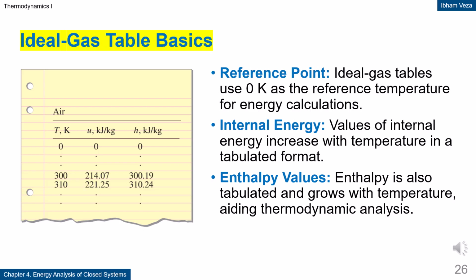Ideal gas table basics. Ideal gas tables use 0 K as the reference point for energy. The values of internal energy and enthalpy are then tabulated as functions of temperature. With these tables, energy changes can be obtained directly without performing integration. This approach is very practical for engineering calculations. Understanding how to read these tables is essential in thermodynamic analysis.